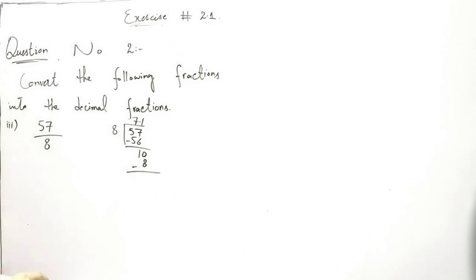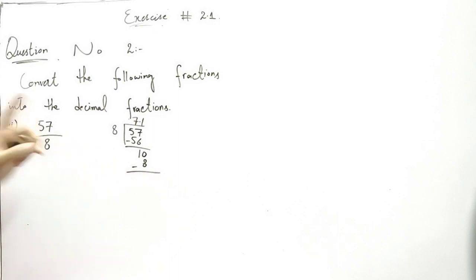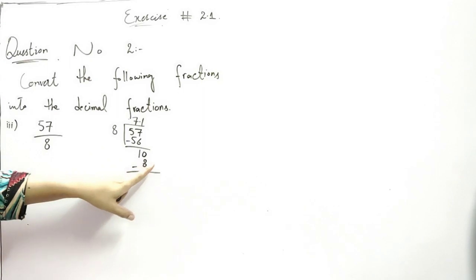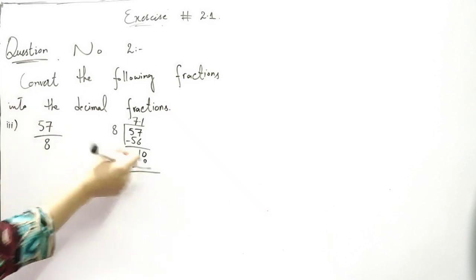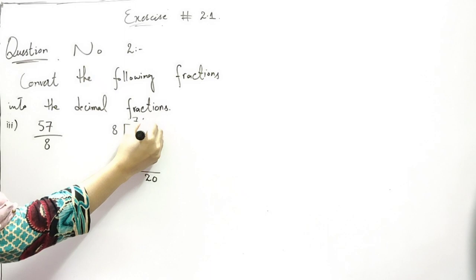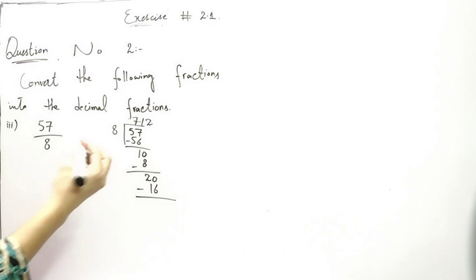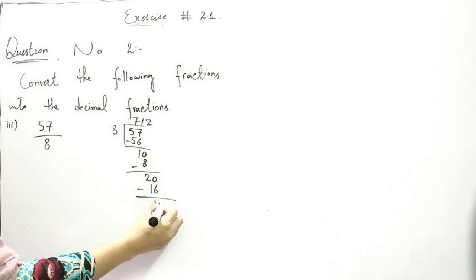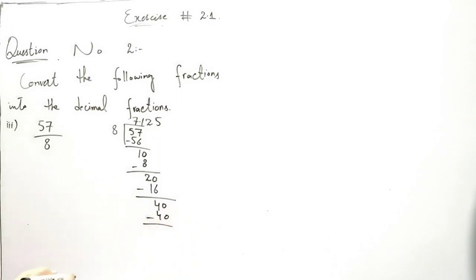Now we know that 8 ones are 8. This is the lesser value. If I write here 2, this becomes 16, and 16 will be greater than the 10, so I cannot write here 2, because this value should be the lesser than this value. So 10 minus 8 is 2. Again put 0 here. We will get 8 2s are 16. Now minus 16 from the 20, we will get 4. Again put 0 here, and 8 5s are 40. Now minus 40 from 40, we will get 0.